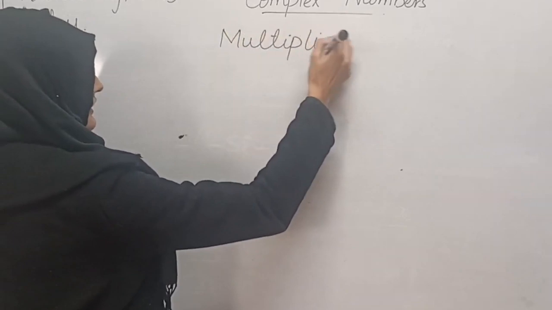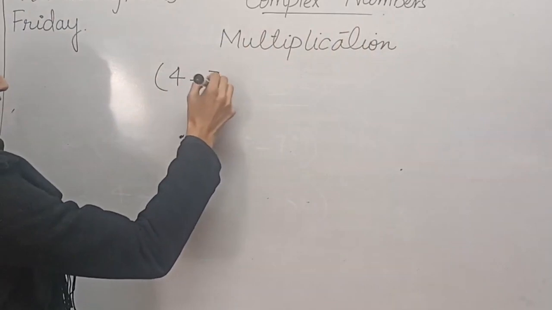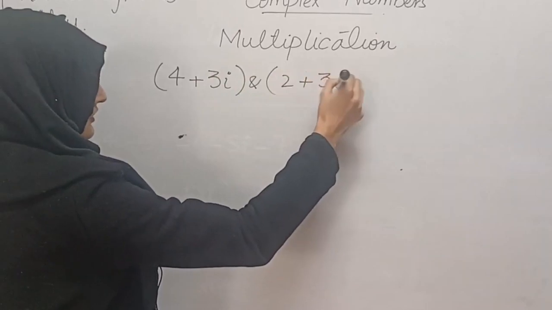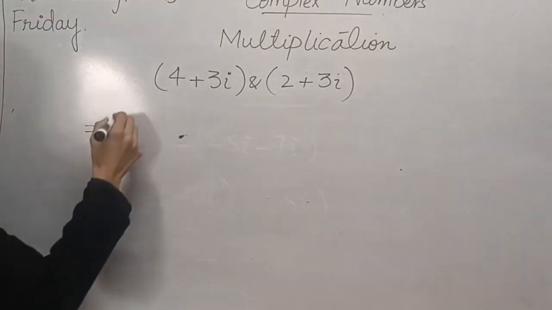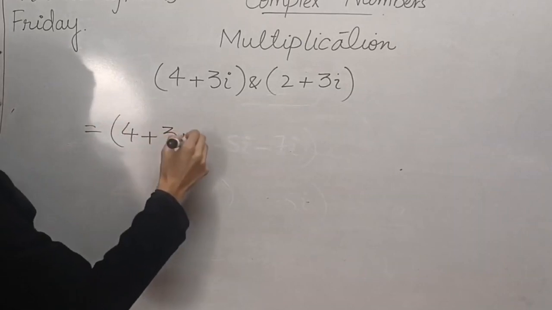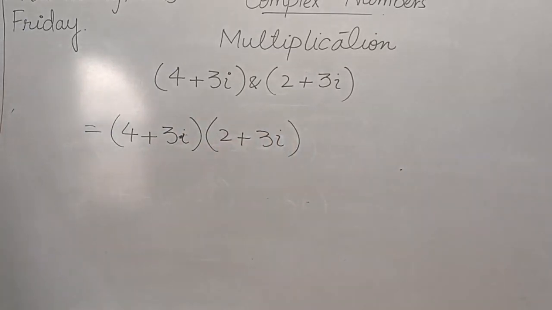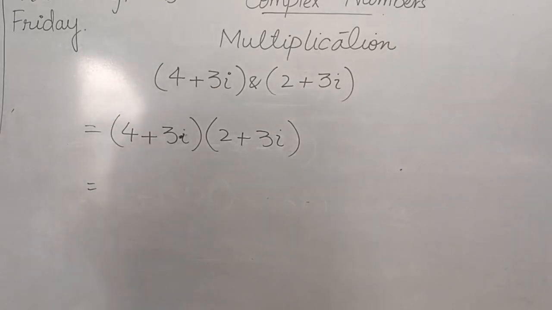Multiplication. In multiplication, we have two numbers, 4 plus 3 iota and 2 plus 3 iota, for example. And we want to multiply them. So for their multiplication, we will write them 4 plus 3 iota and 2 plus 3 iota. When there is no sign between any two brackets, it means they are multiplying with each other. Give me any idea, what will we do?